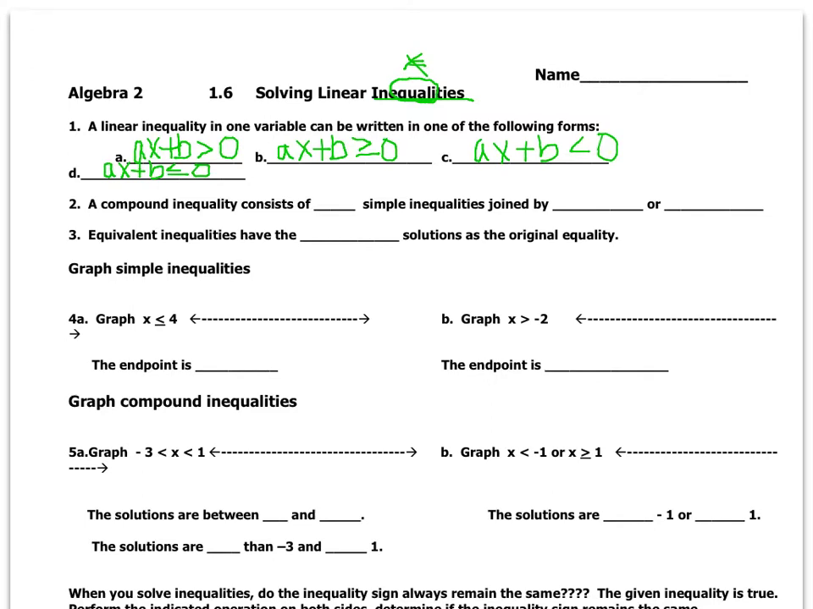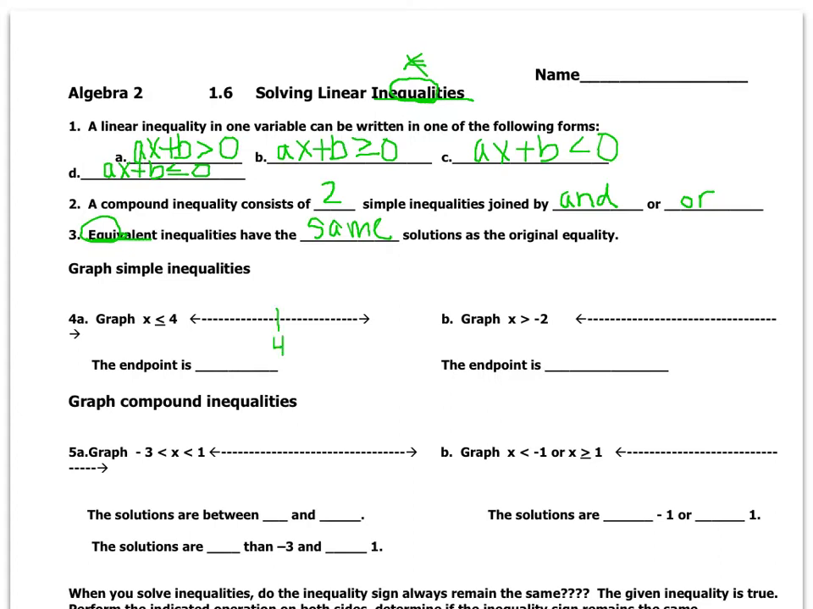A compound inequality consists of two simple inequalities joined by and or or. So with compound inequalities, we're going to push two inequalities together and use the word and or or, and they'll look different depending on which word. Equivalent inequalities have the same solutions as the original inequality.